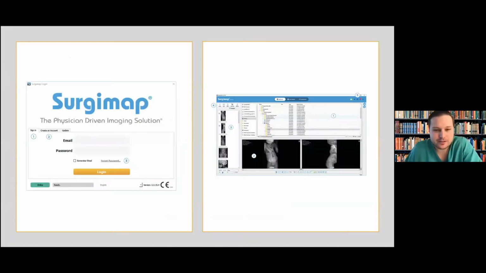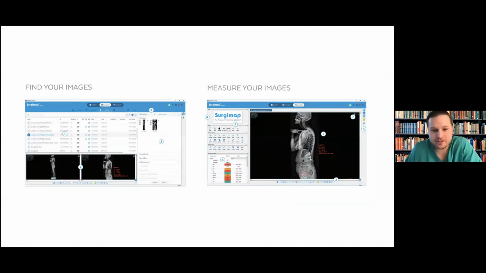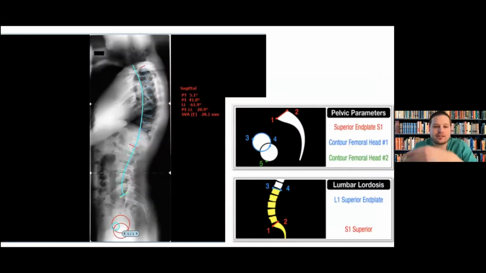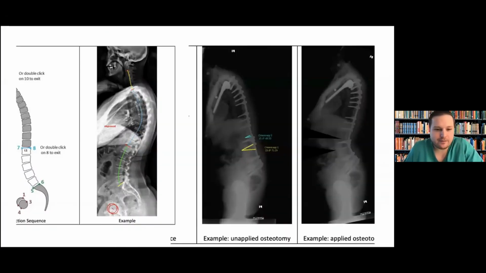So this is what it looks like. You log in, this is importing the images. You find your images, you follow their workflow to make the appropriate measurements. It spits out these values for you. This is what it ultimately looks like. You can see here that it lists the pelvic tilt, pelvic incidence, and the other parameters. And all you do is just follow this in a stepwise fashion, okay? And this is, if you look on the right here, you can then draw in the type of osteotomy that you want. You hit simulate, and it actually breaks the image and shows you what your correction will look like.